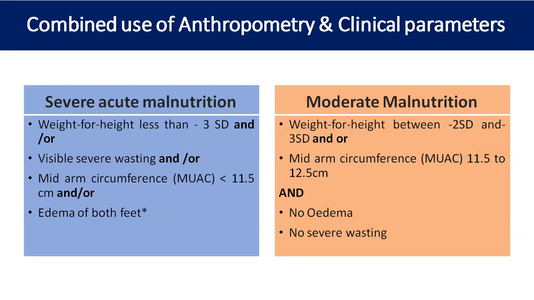We can use anthropometry and clinical parameters to label them as severe acute malnutrition and moderate malnutrition. If a patient has weight for height less than -3 SD, or severe visible wasting, or mid upper arm circumference less than 11.5, or edema of both feet, then they are classified as severe acute malnutrition. Whereas if the weight for height is between -2 SD and -3, or mid-arm circumference is between 11.5 and 12.5, and without any edema or severe wasting, they are classified as moderate malnutrition.